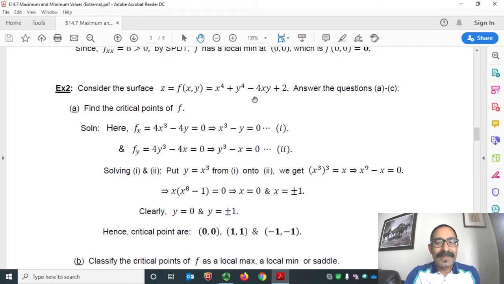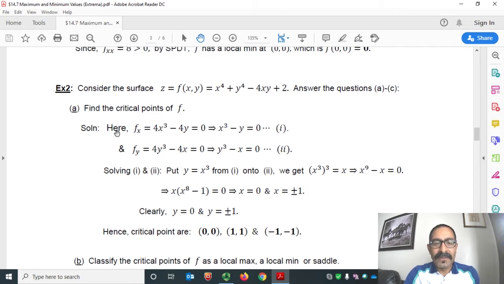Example 2. Consider the function f equals x to the power 4 plus y to the power 4 minus 4xy plus 2, and answer the sub-questions A through C. First, part A: find the critical points of f. What's the idea? Take the first partial derivatives of f with respect to x and y, set those equal to 0, and solve for x and y. Great. So here fx is 4x cubed minus 4y, set equal to 0.